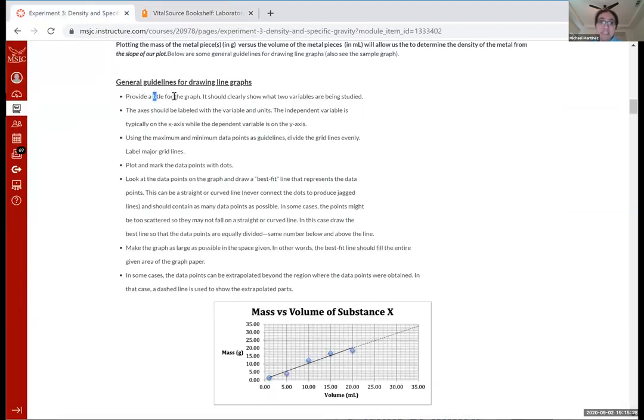So key things, you need to have a title with what variables are being studied, in this case, mass and volume. The axes should be labeled with the variable and the units. And then you're going to want to make sure that your graph data points occupy around 70% of the graph. You mark your data points with dots, and then you're going to draw a best fit line that gets as close to as many data points as possible.